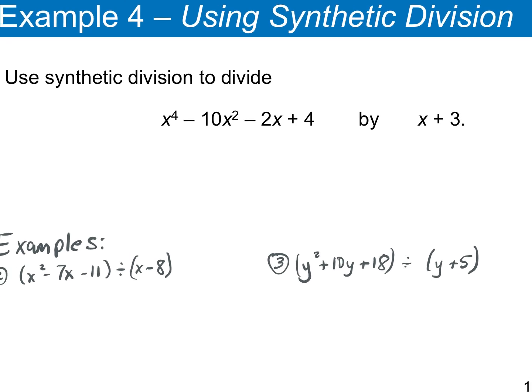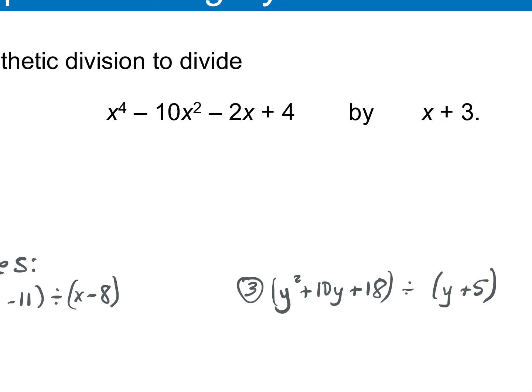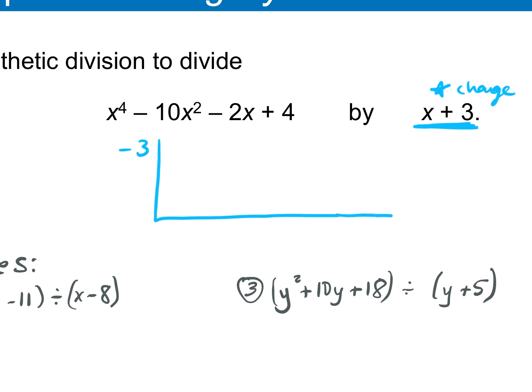So in example 4, we've got 3 examples here. I'm going to start by drawing my box. Outside of the box, what would we put here? Negative 3. Awesome. We always change the sign. Inside of the box, we just put our coefficients, and we have to make sure every term is accounted for.